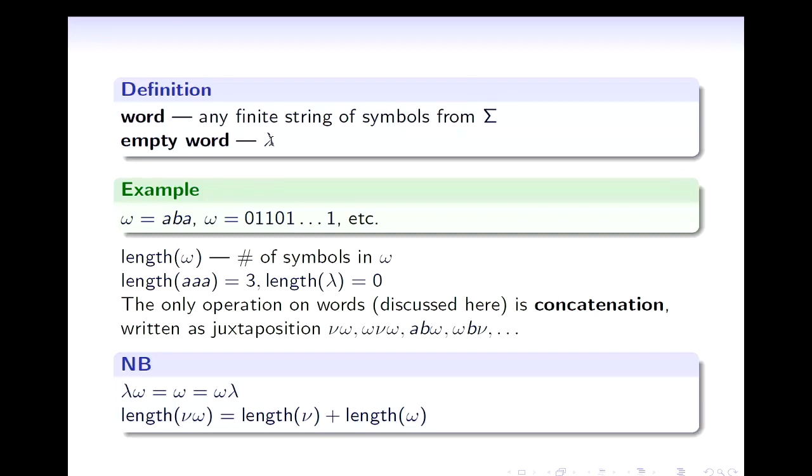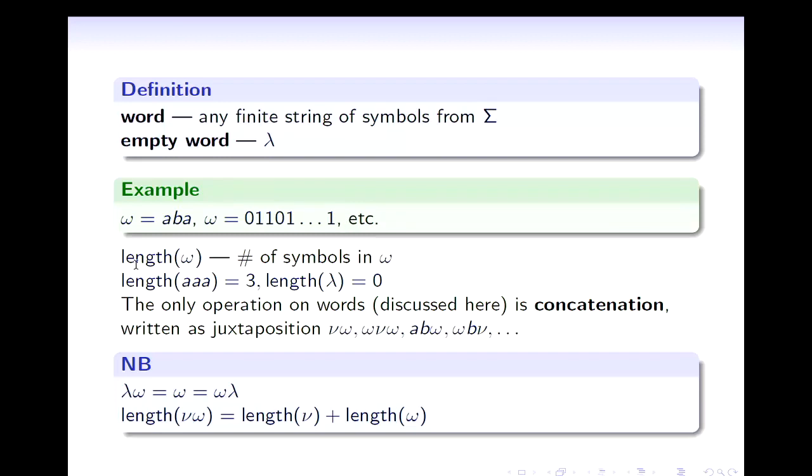Empty word means an empty string. That is, we don't even take a single letter or element from sigma. The standard notation for the empty word is this lowercase Greek letter lambda. Here are examples. If we take the 26 letters of the English alphabet, ABA would be a word that we can build. If we have the binary digits, only zeros and ones, then we can take long combinations of zeros and ones, etc.